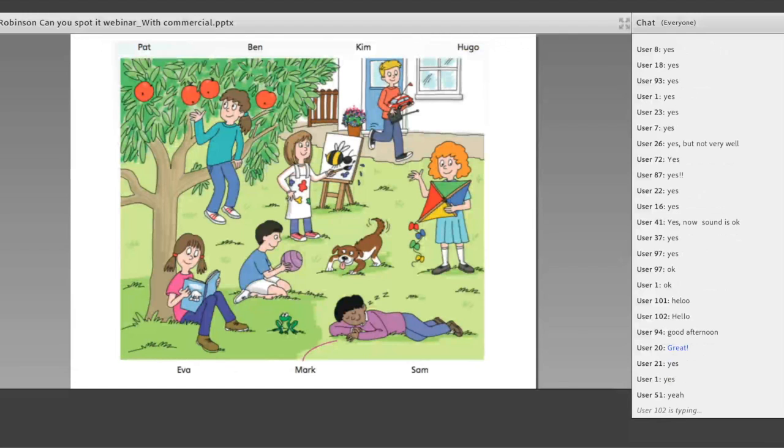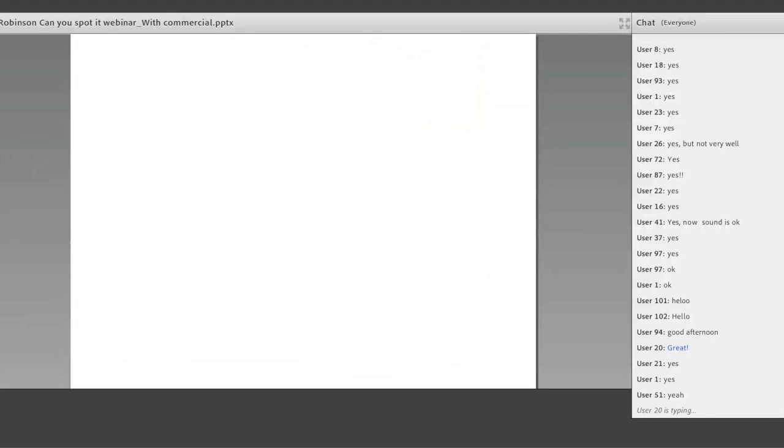Okay, so have a look at this picture and see what you can spot in the picture. Okay, you ready? 3, 2, 1, and it's gone. Now I'm going to ask you some questions about the picture you saw. Please type your answers into the chat box.